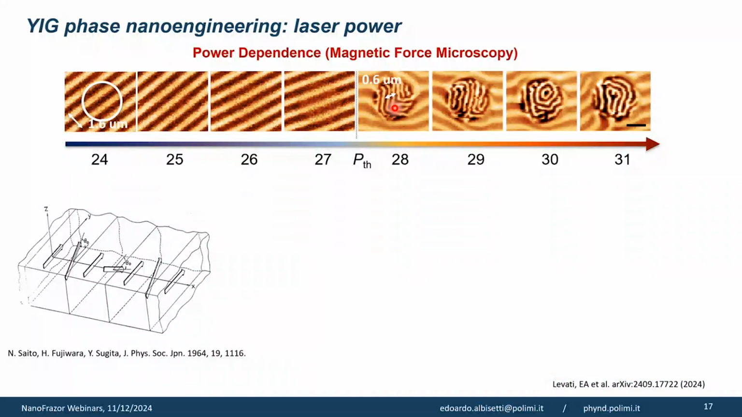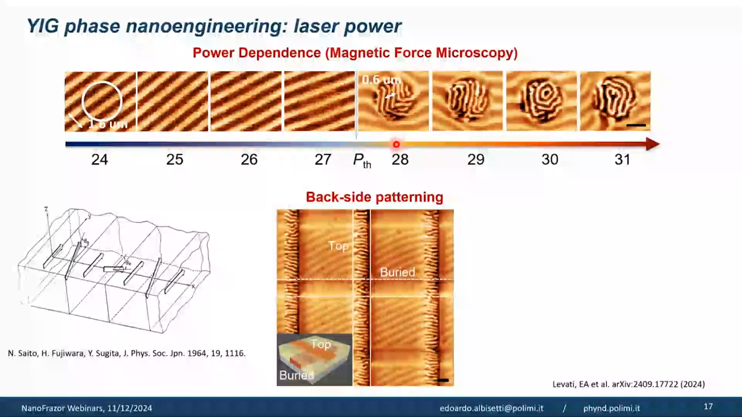So at the beginning, it was not so easy to understand what was happening because the change was much higher than what was expected and what we could see with simulations, for example. And then we see that by increasing the power above this threshold value, the periodicity of the stripes slightly increases and also the magnetic contrast increases. So it means that there's something gradual happening when we go above the threshold.